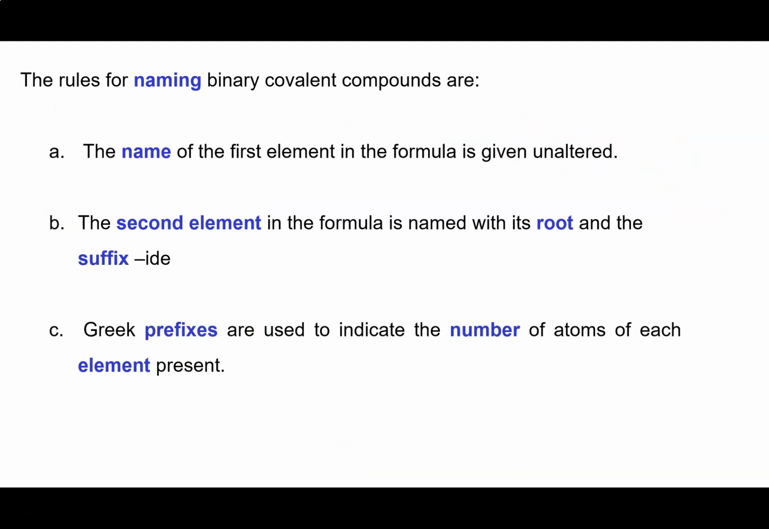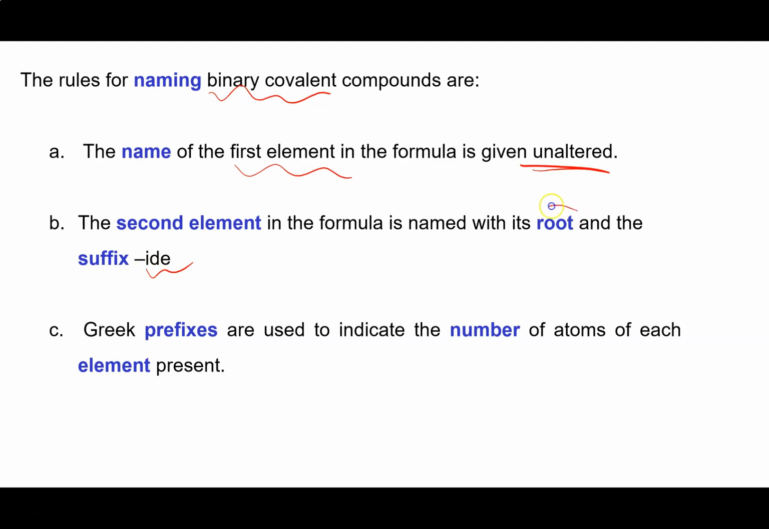So that's the formulas. When we've got a formula, can we turn it into a name? Now, we're only looking at binary covalent compounds, so we only ever have to worry about the names of two things. And the first one is really easy. We just give the name of the first element unaltered. Simple. And then we give the name of the second element, but we give the stem name or the root name followed by IDE. So just like naming an anion, right? Just like naming an anion.